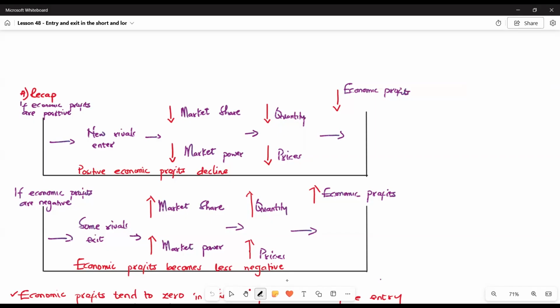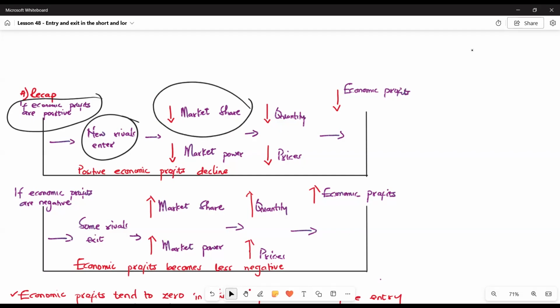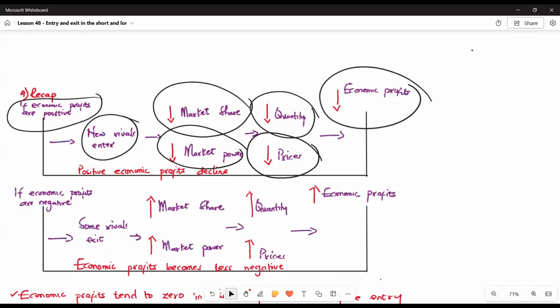We said that if there is positive profit in a certain market, new rivals are going to enter this market, and this is going to cause a reduction in the market power and market share for existing firms. Now, a reduction in market share means a decrease in the demand for existing firms. And because of this decrease in demand and increase in competition, the prices are going to reduce, and this is going to lead to a reduction in profit.